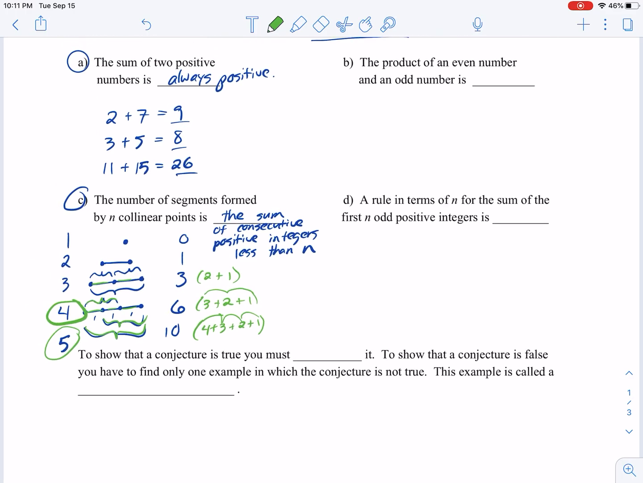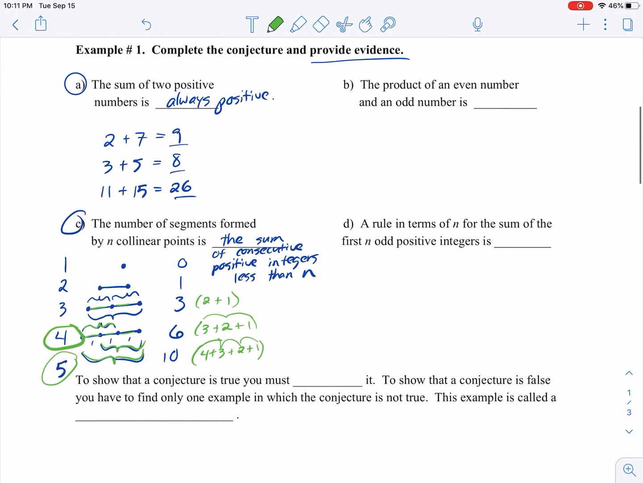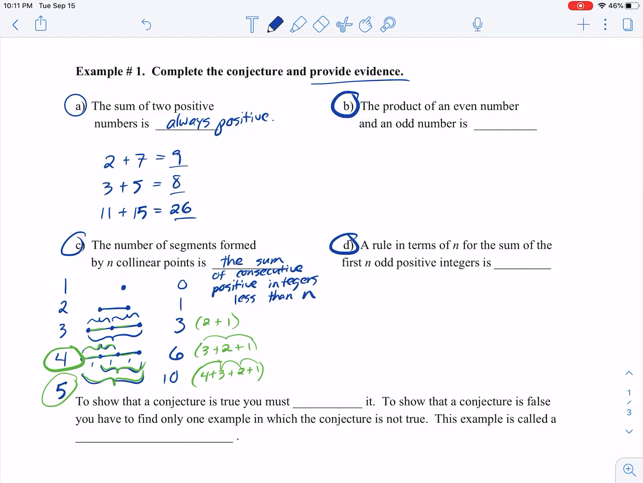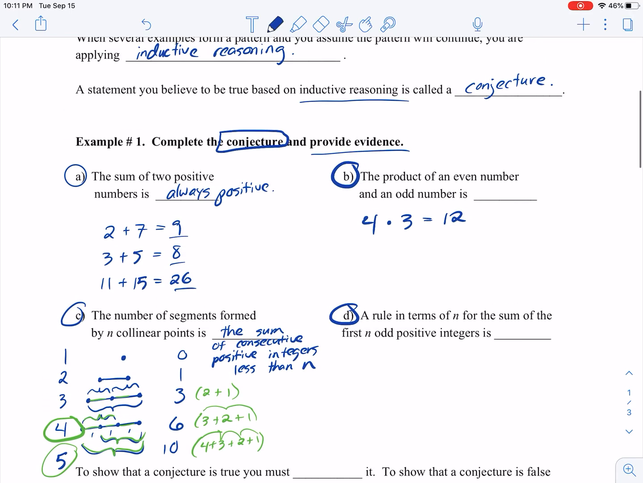Okay. All right, why don't you guys try to provide some evidence for B and D, and then see if you can come up with a conjecture. So remember, for B, the product of an even number and an odd number, anything that comes to mind. 4 times 3 gets you 12, an even times an odd, right? List out plenty of more examples there to provide evidence before you make your statement about something you believe to be true.